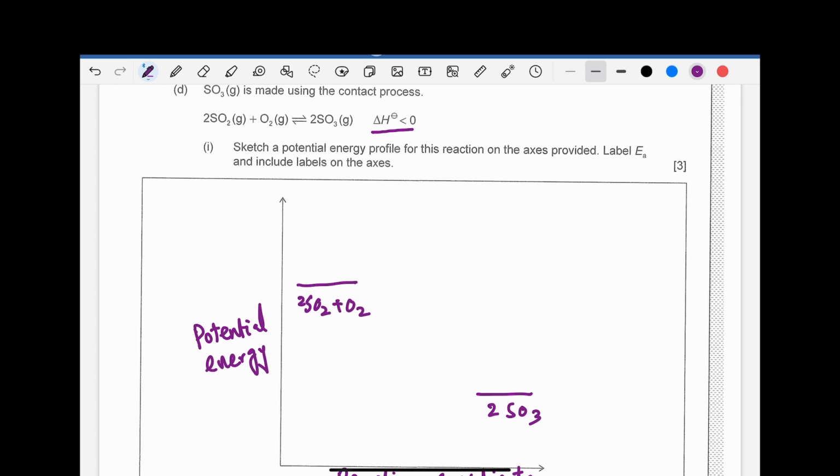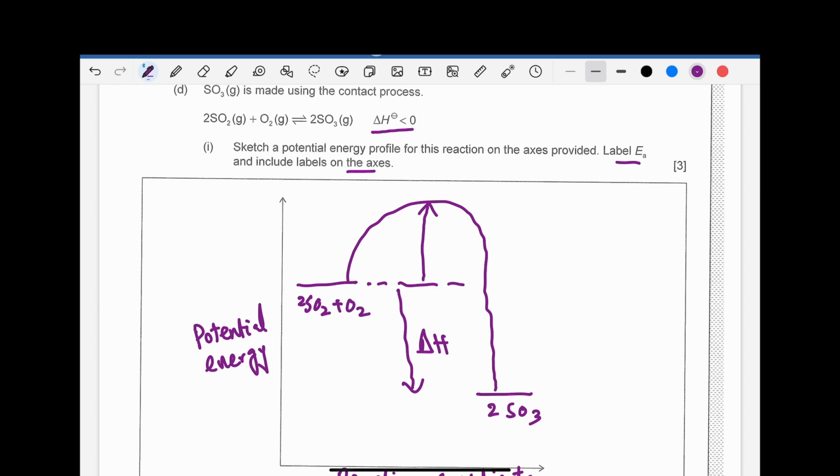Sketch a potential energy profile for this reaction. The x-axis is provided; label EA, and include labels on the axes. So activation energy is the minimum amount of energy required to start a chemical reaction. From here to here we have activation energy, and from here to here we have delta H, which is negative. So this is a way we can get 3 marks for this question.